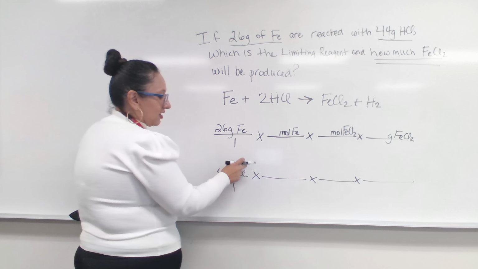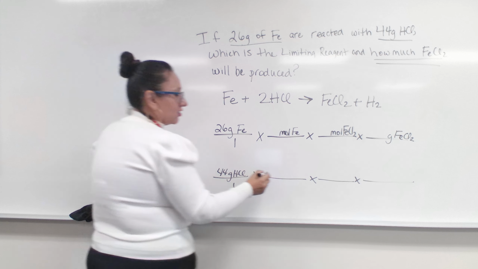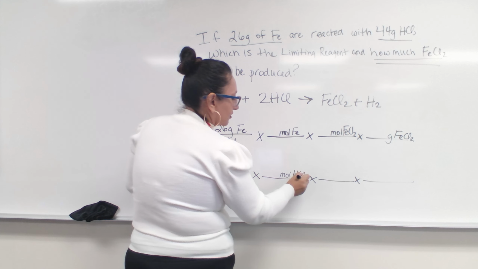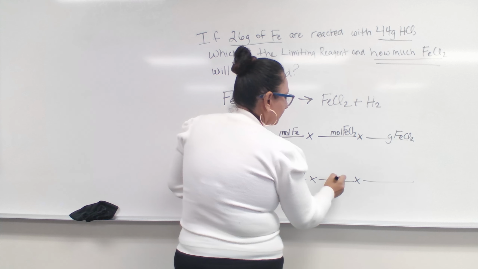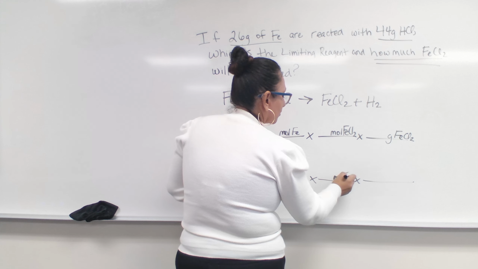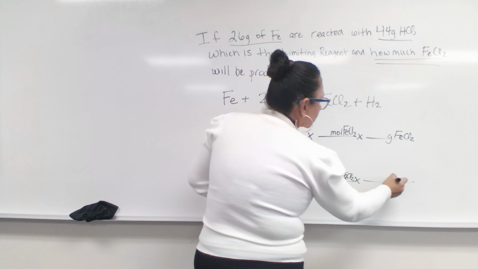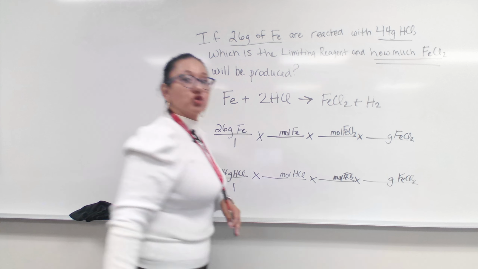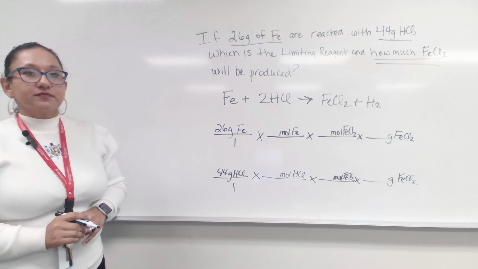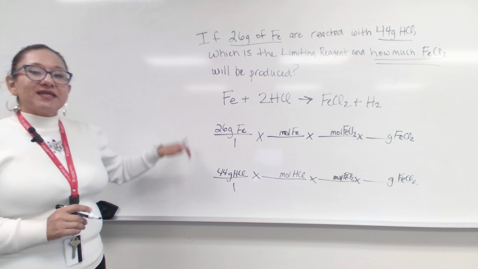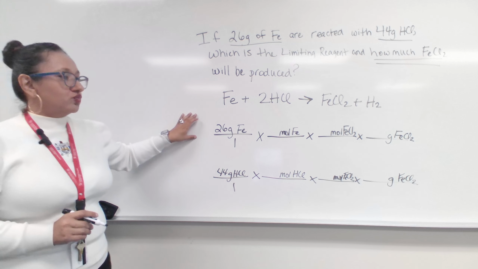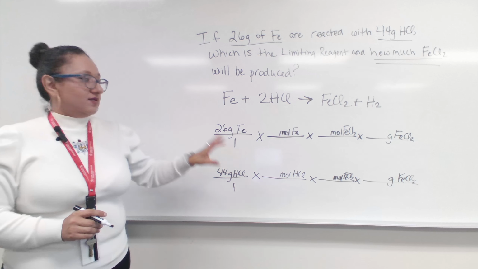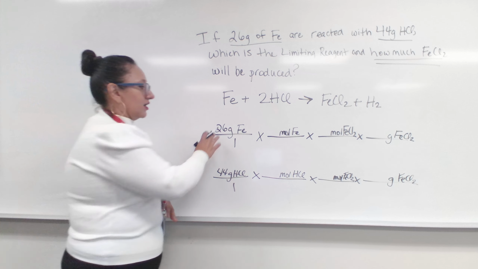I'm going to do the same thing down here. Grams of HCl, to moles of HCl, to moles of iron 2 chloride, to grams of iron 2 chloride. If you don't want to do them at the same time, don't. Work one through, then work the second through. So let's finish out the top one, iron.